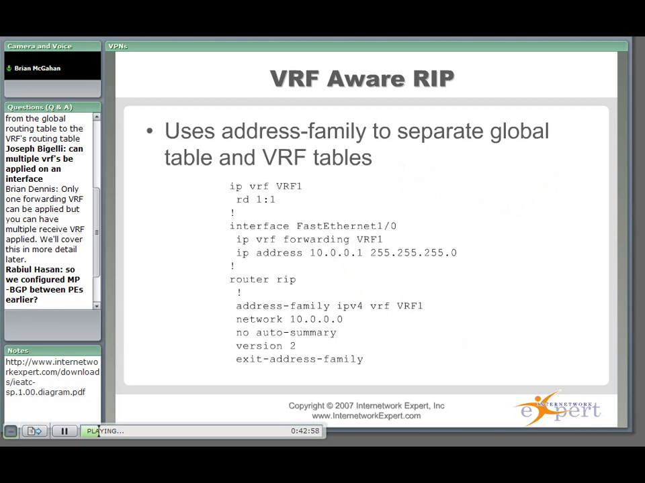Next option we have is VRF aware EIGRP, basically the same type of configuration. We create the VRFs, put the interfaces in the VRFs, then under EIGRP, we're creating separate address families on a per VRF basis, and then we're issuing our network statements. One of the differences between VRF aware RIP and EIGRP is that we need to specify the individual autonomous system for the VRF instances. Each VRF needs to be in a different EIGRP autonomous system.